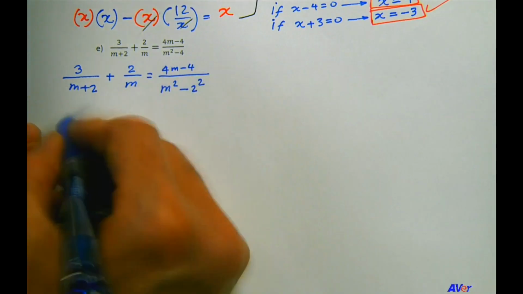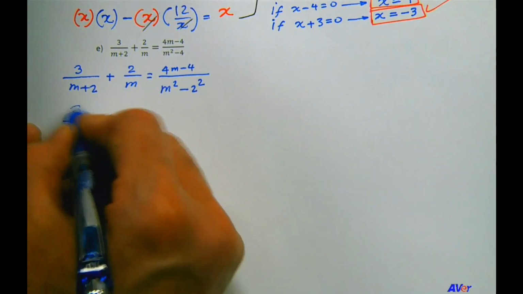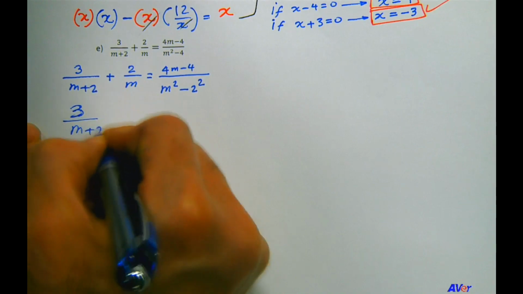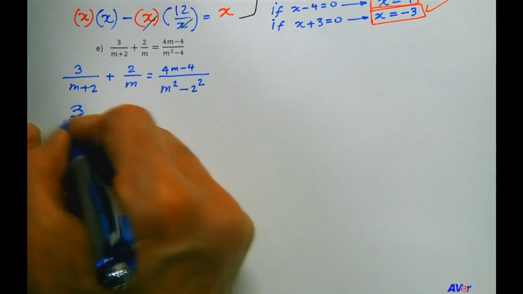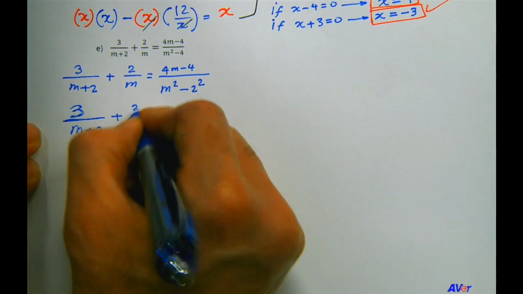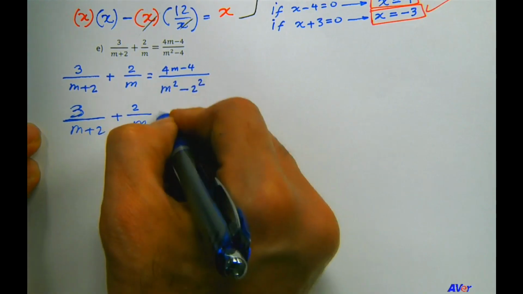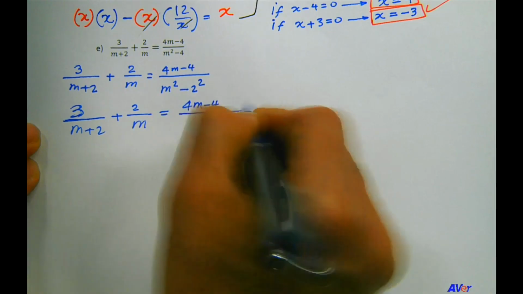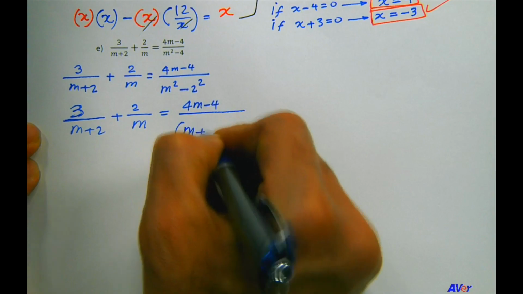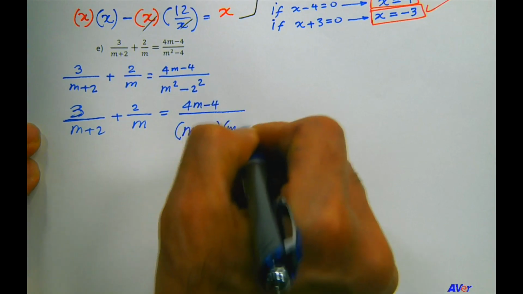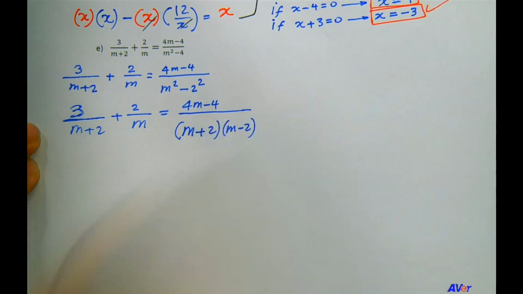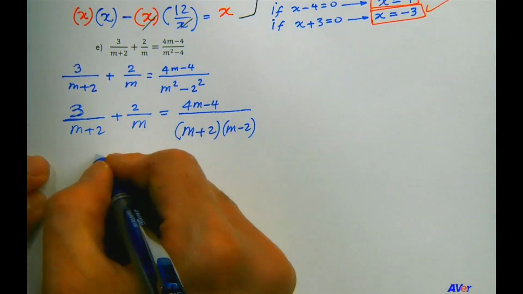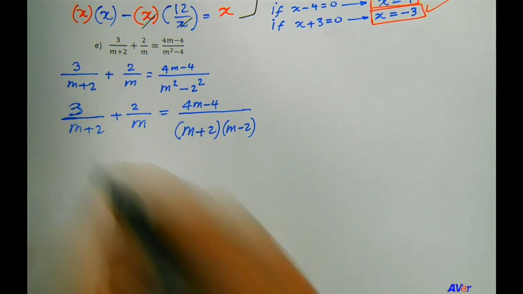Let's factor this. So we have 3 divided by m plus 2, plus 2 over m, equals 4m minus 4 divided by m plus 2 times m minus 2. Okay? Now everything has been factored. So now we can talk about the LCD.